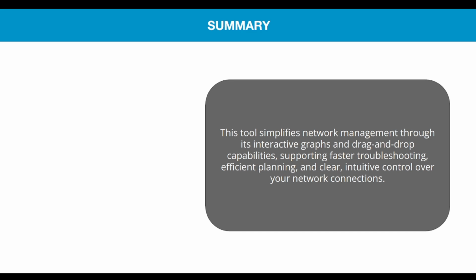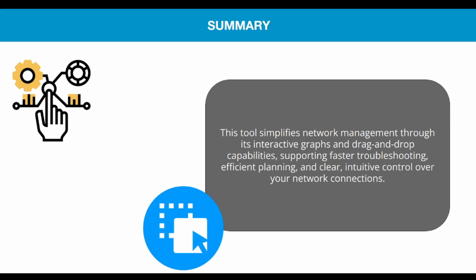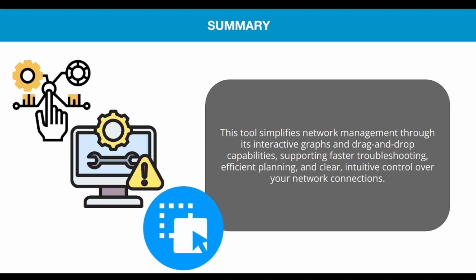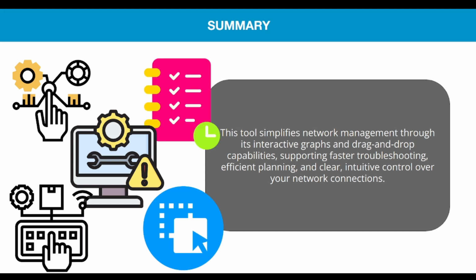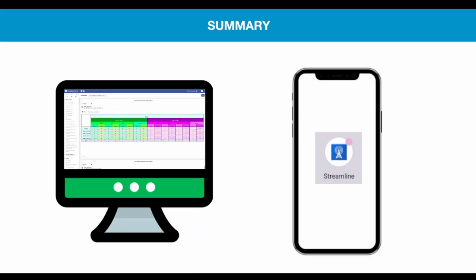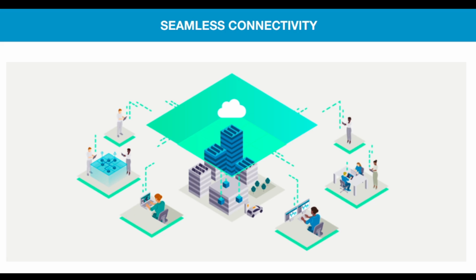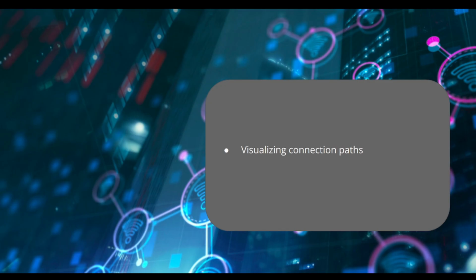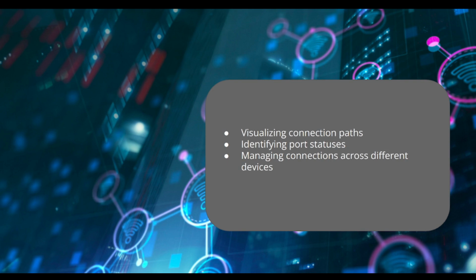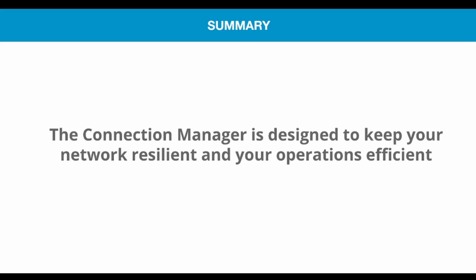In summary, this tool simplifies network management through its interactive graphs and drag and drop capabilities, supporting faster troubleshooting, efficient planning, and clear intuitive control over your network's connections. With access across both web and mobile applications, the Connection Manager provides seamless connectivity management, empowering teams to make network changes and monitor infrastructure on the go. Whether through visualizing connection paths, identifying port statuses, or managing connections across different devices, the Connection Manager is designed to keep your network resilient and your operations efficient.